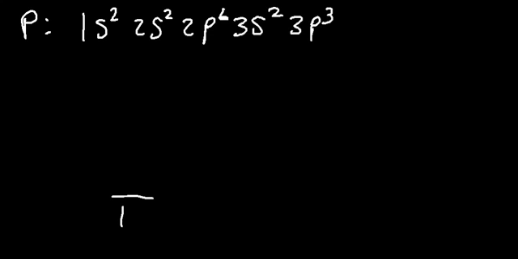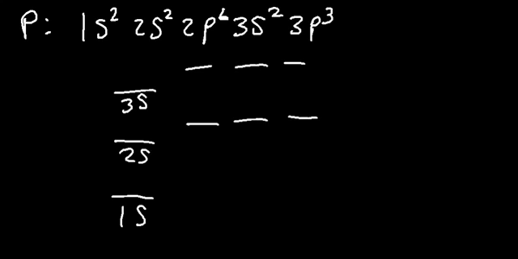So this is the 1s orbital. S has only one orbital. Here we have 2s, 3s. Notice I keep it in the same column. Then to the right of that, just above 2s, we have 2p, which has 3 orbitals, and 3p. Now, as you go up, the potential energy increases.